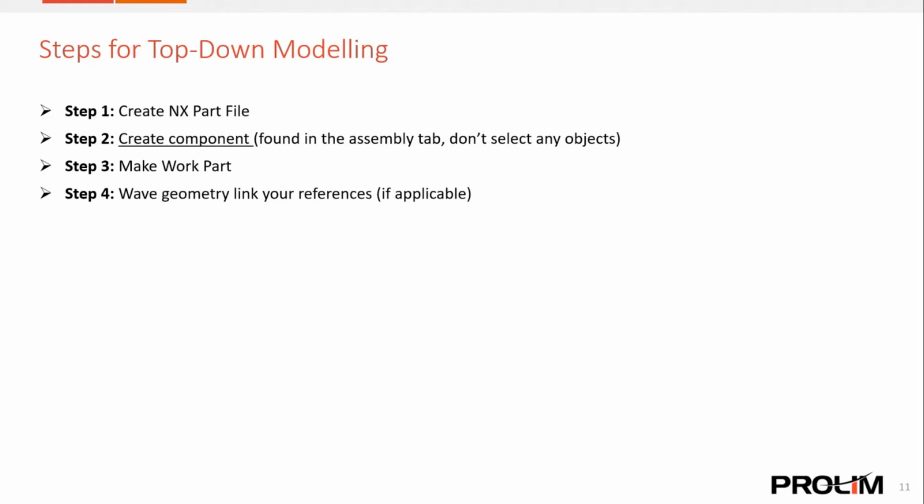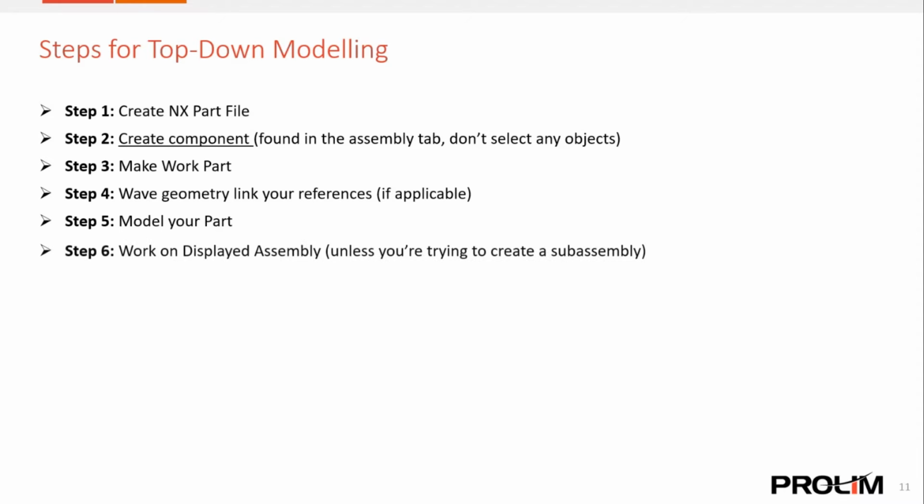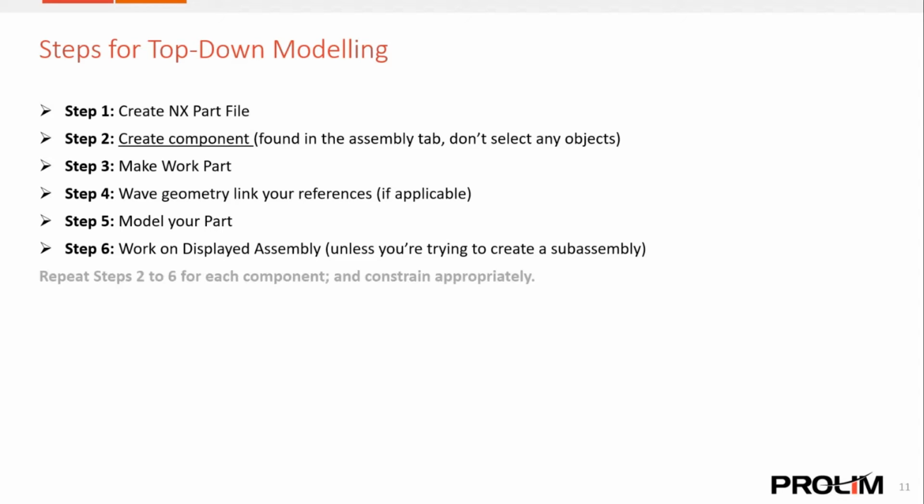Well, I'll show you how to do that in a few upcoming slides. Of course, step 5 is to model your part however you want it. And then step 6, work on your displayed assembly unless you're trying to create a subassembly. So if you're trying to create a subassembly, you can then create another component, and you can repeat the steps from 2 to 6 to whatever you need.